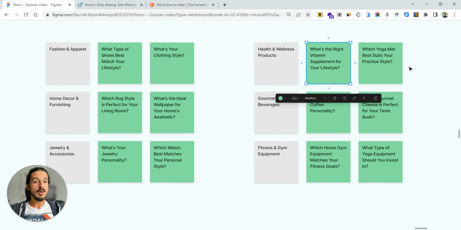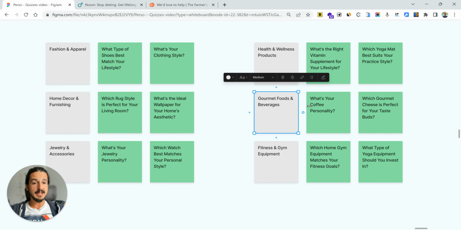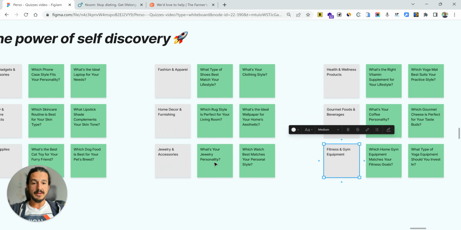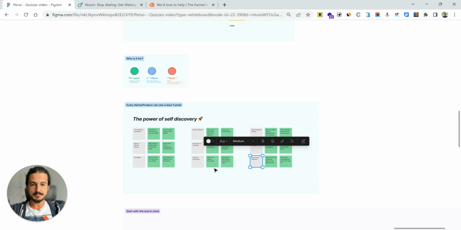Or again, supplements, it's here too. What's the right vitamin supplement for your lifestyle? Or let's look at coffee. What's your coffee personality? I'm not going to read them all, but I guess that you get the point here. You can go in every niche: fashion, home, jewelry, fitness, whatever. There is always a way to target the customer and to help the customer find out something about themselves.